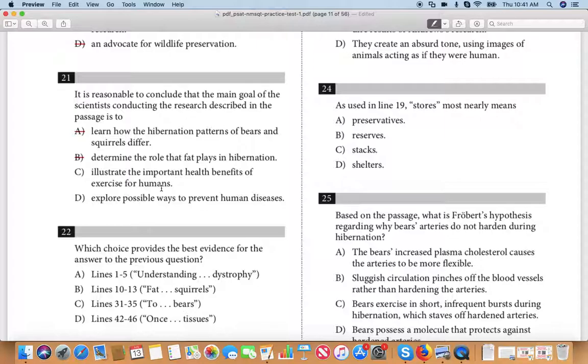Illustrate the important health benefits of exercise for humans. Oh gosh. They barely talked about humans. No. The main point is not the importance of exercise. No. It's just not. Yeah, it is answer choice D.